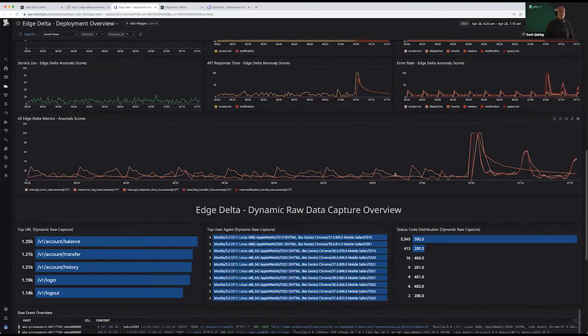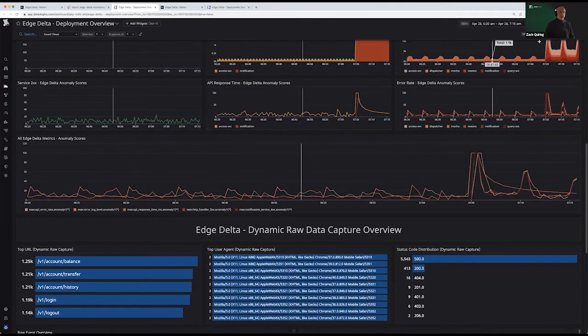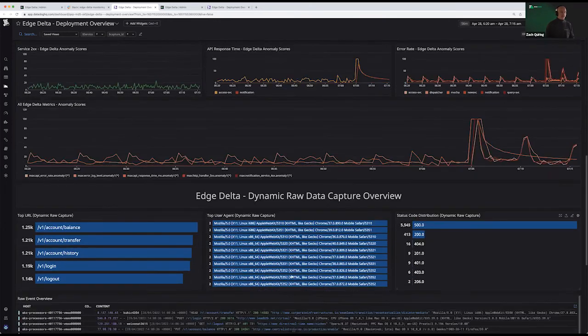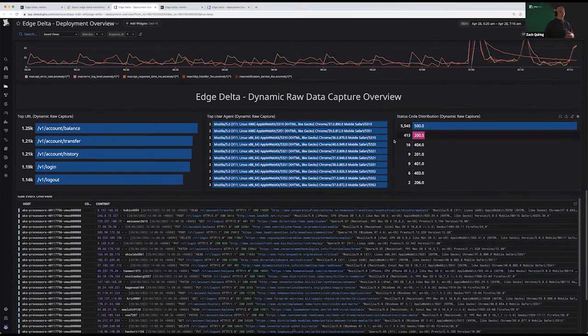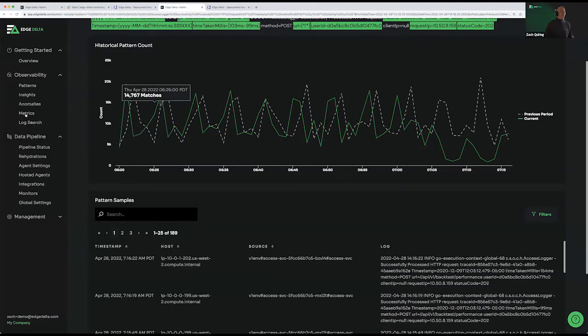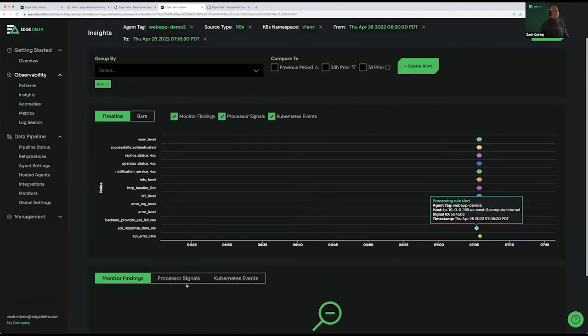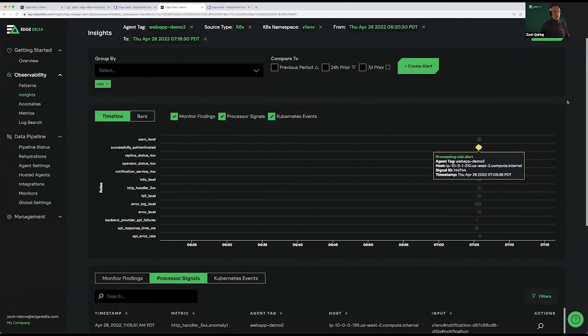So that's kind of an example of what we're seeing here. At this window where these anomaly scores spiked high, that was telling the pipeline, hey, let's send all the raw data so that all of our various queries and different things that we might want to look for, we can sift through during that time. And then hopping back into Edge Delta, that same concept is something that we bubble up in this concept of insights about our pipeline.